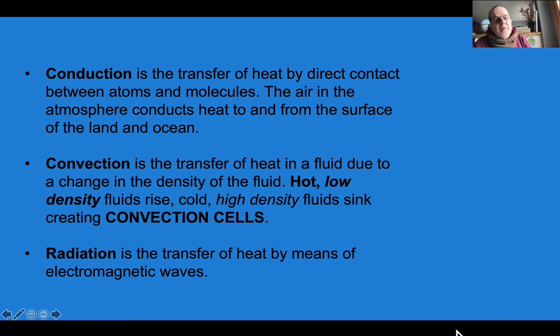Convection, however, is different because that's the transfer of heat in only a fluid due to a change in density of that fluid, so air or water. Hot, low-density fluids rise because as the matter within a given volume of air or water is heated, that volume expands. The expansion of that volume reduces the density if the amount of matter remains the same. So we don't expand the volume. In fact, we keep it constant, but the molecules have moved apart and some have left that given volume. Therefore, we now have less matter in the same space and the density goes down and the fluid can rise.